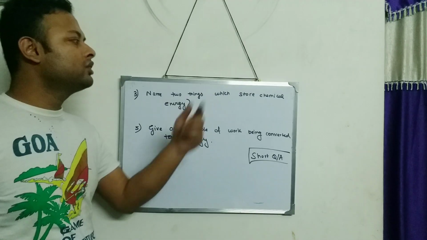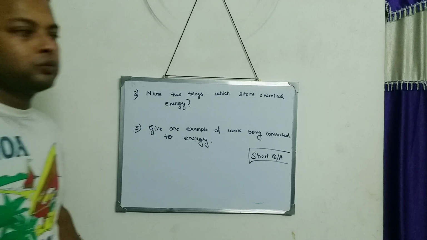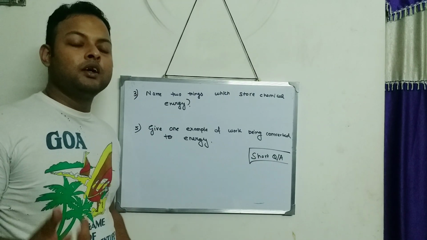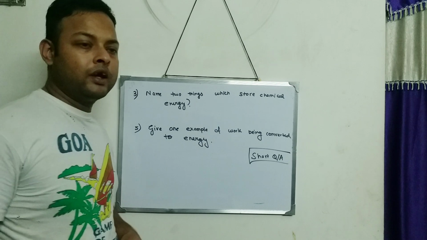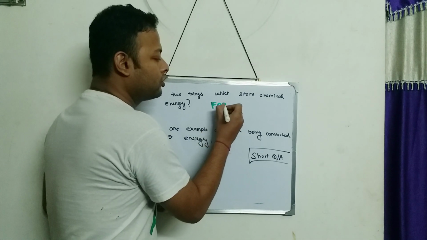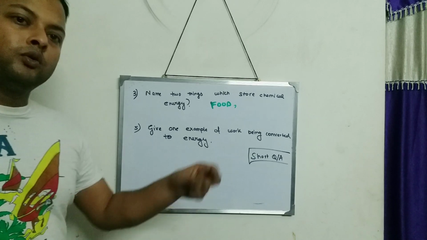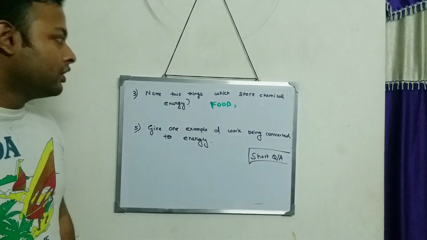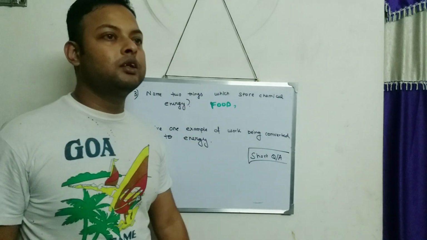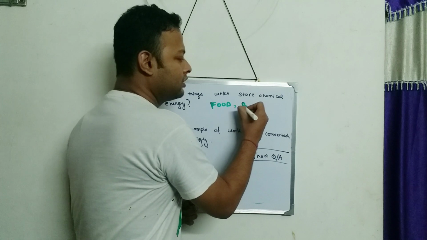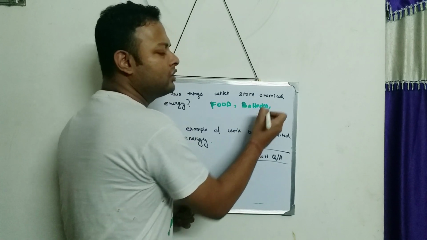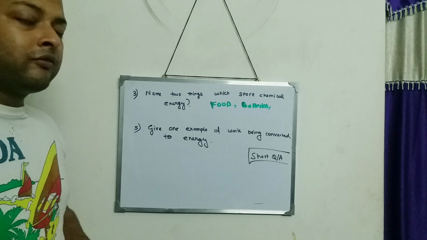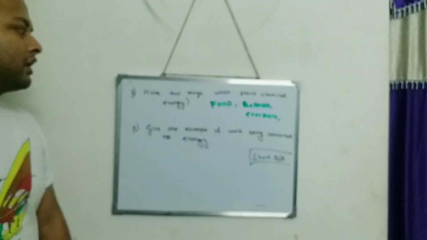First question: name 2 things which store chemical energy. Chemical energy is stored in, I told you, food. So any food is one thing which can store chemical energy. Any kind of food. Even a potato has chemical energy. And another thing, 2 things. Another thing, what you can say? Batteries, cell, firecrackers, crackers. Lot of examples are there which store chemical energy.